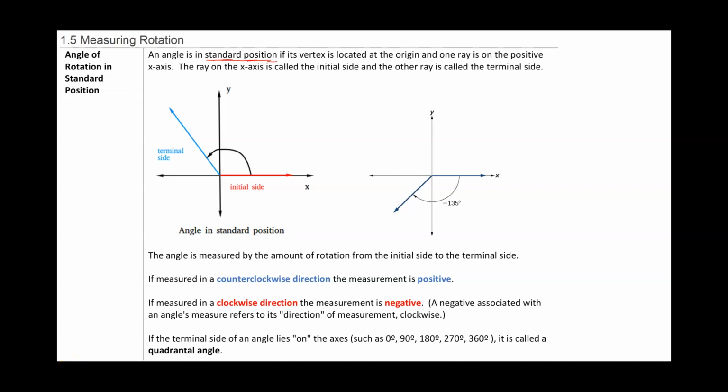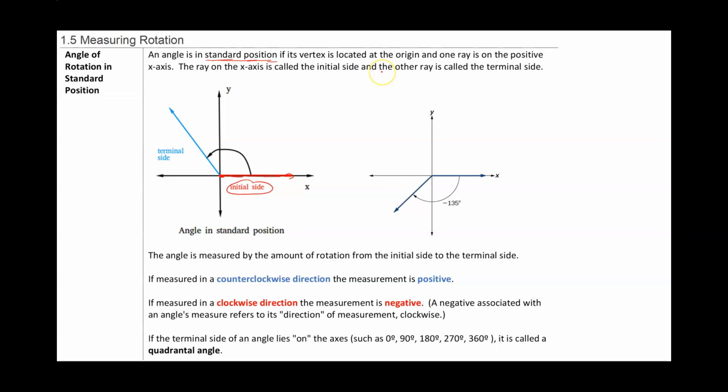In section 1.5, we will talk about measuring rotation, sketching angles, and coterminal angles. An angle is in standard position if its vertex is located at the origin and one ray is on the positive x-axis. This is called the initial side on the positive x-axis. This is the starting side of the angle.